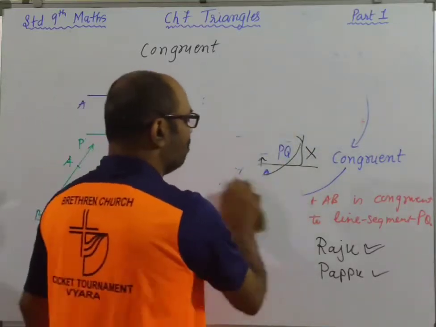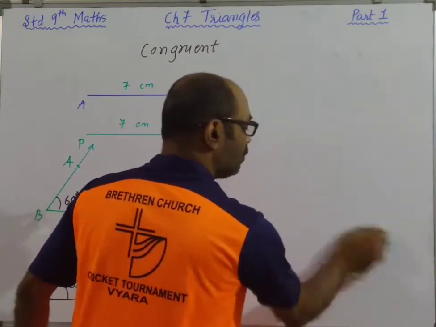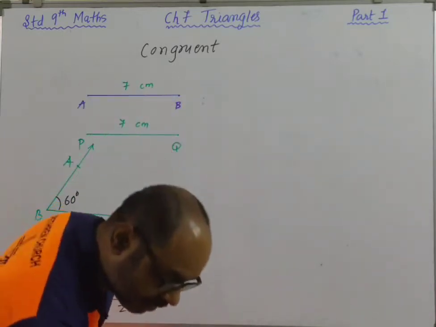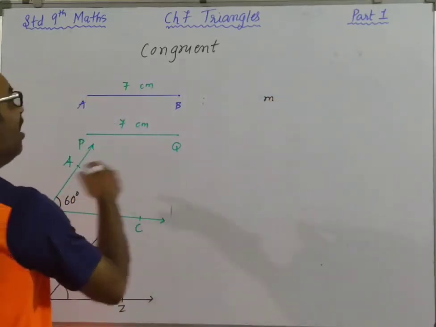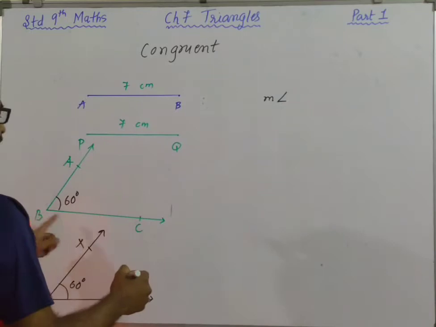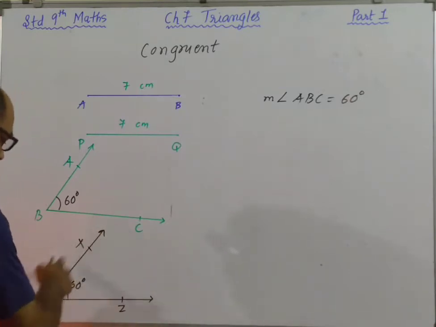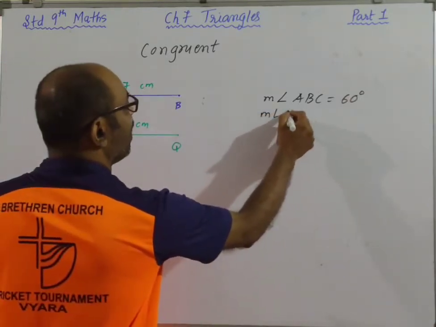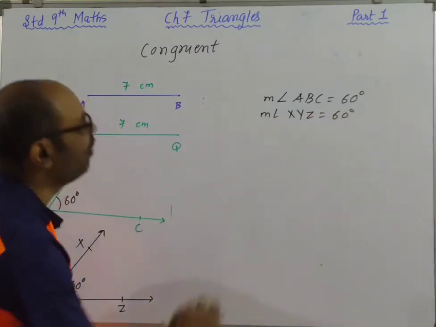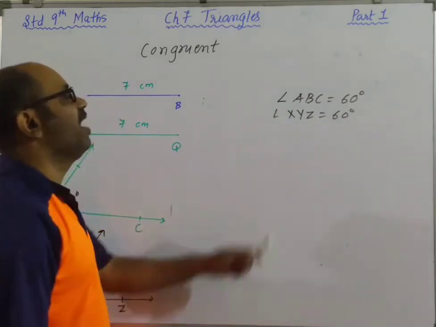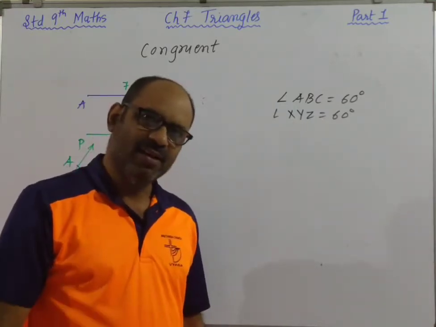Angle ABC whose measure is 60 and angle XYZ whose measure is also 60. Children, earlier we used to write like this, M for measure. This is the symbol of angle ABC, that is equal to 60 degrees. Then measure of angle XYZ, that is 60 degrees. But these days we remove M and we straight away write angle ABC is 60 degrees, angle XYZ is 60 degrees, which means the same.